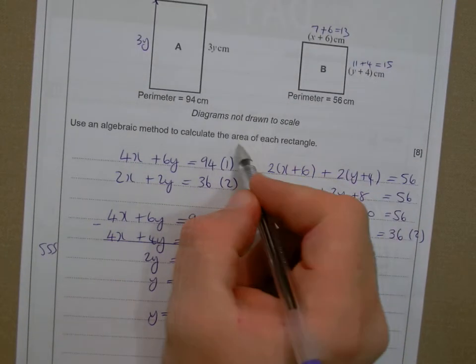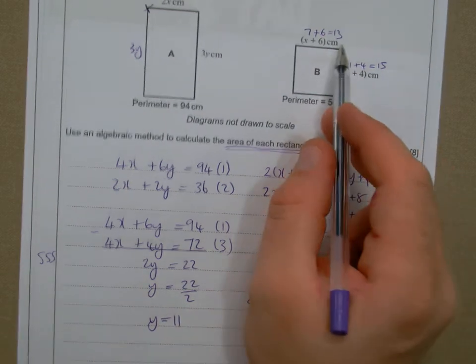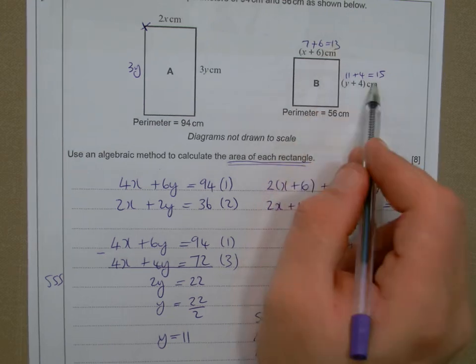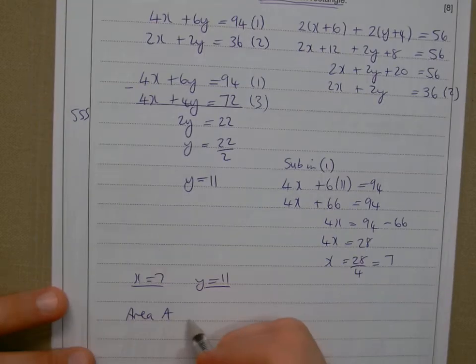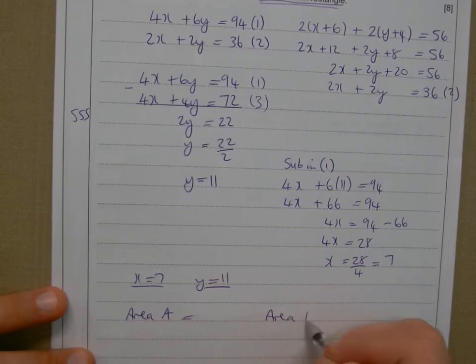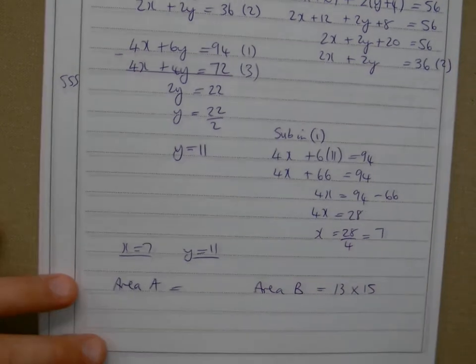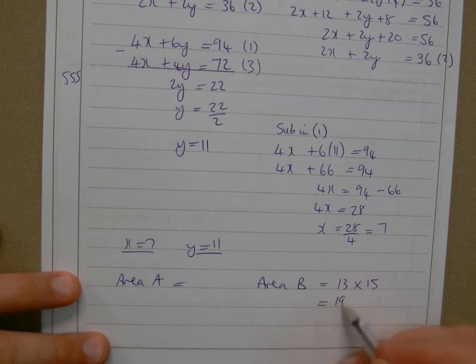Now what does it actually say though? Calculate the area of each rectangle. So actually it was worthwhile putting those values in, because for rectangle B, for instance, we need to do 13 times 15. So area of rectangle A, we write down here, and area of rectangle B. Let's start with B then, 13 times 15. There are lots of ways of doing 13 times 15. You could do 10 times 15 to start with, which is 150, and then 3 times 15, which is 45, so that adds up to 195.